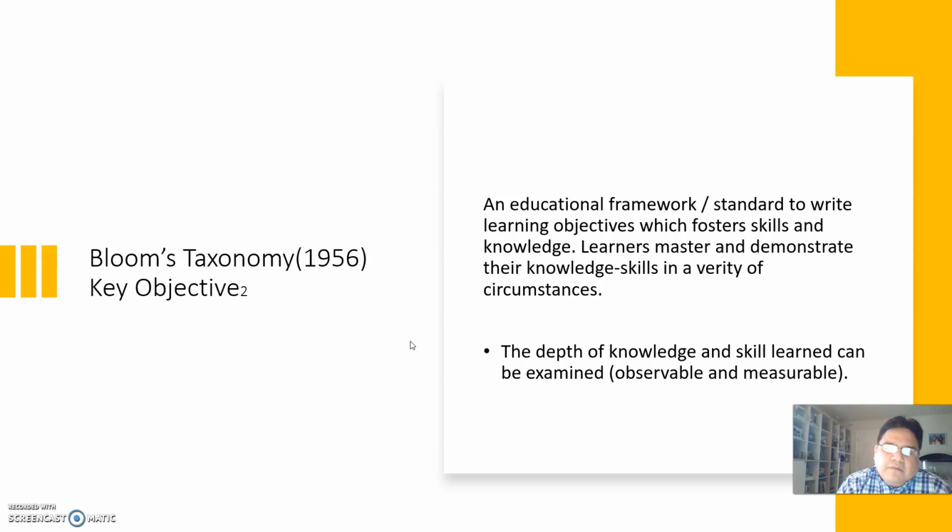Bloom's taxonomy was published in 1956. Its main goal was to provide an educational framework or standard to write learning objectives which would foster skills and knowledge. The learners could master and demonstrate their knowledge and skills in a variety of circumstances. What is also important to note is that this knowledge and skills could be examined for the level of comprehension by observable and measurable means.